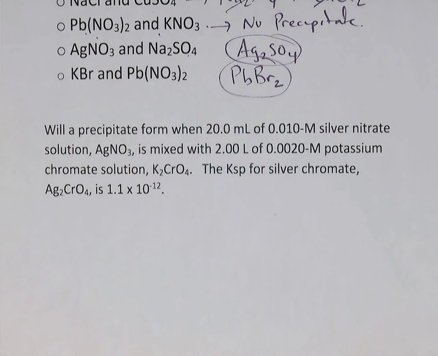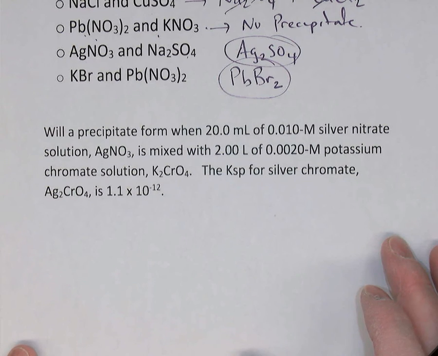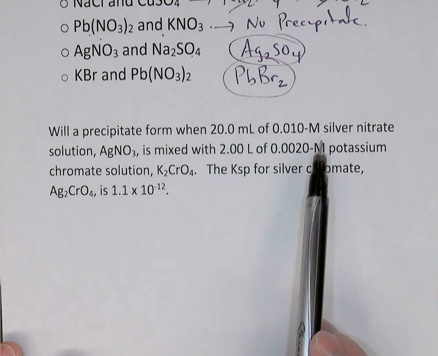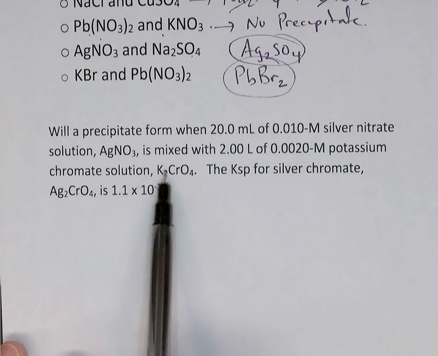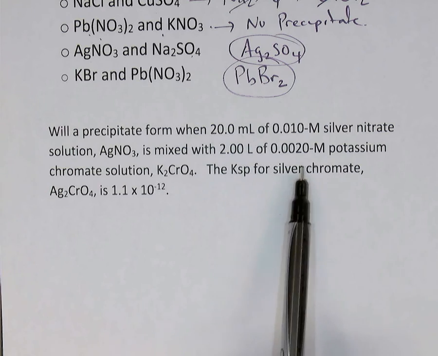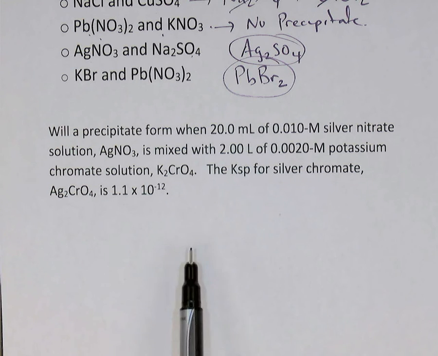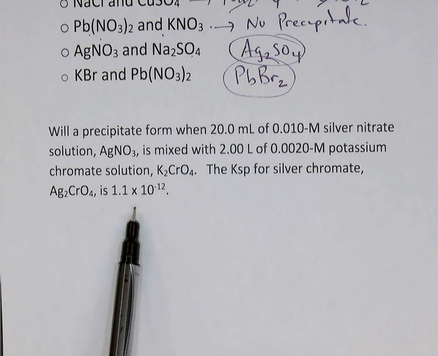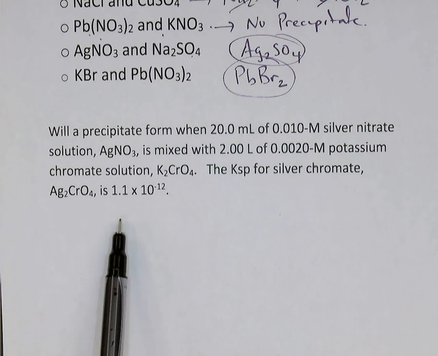It's not just asking, is precipitate likely to form? It's asking whether the precipitate will form or not. So we have to be very concrete now. Will a precipitate form when 20 milliliters of 0.01 molar silver nitrate is mixed with 2 liters of 0.002 molar potassium chromate? The KSP of silver chromate is 1.1 times 10 to the minus 12.